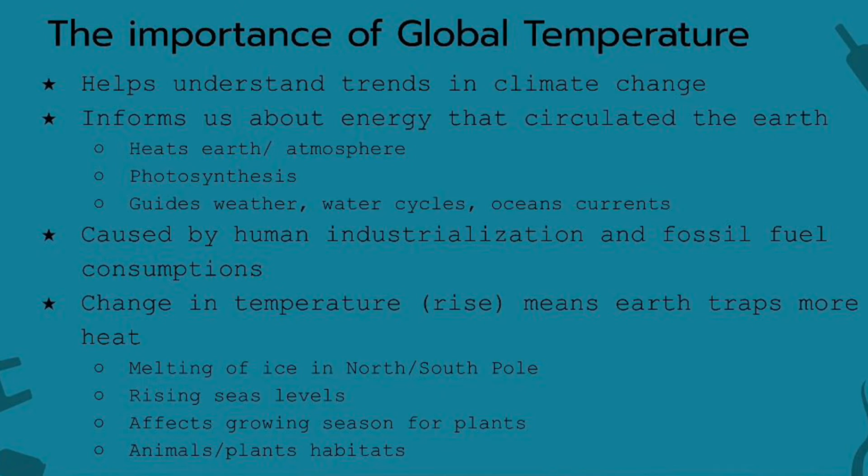There has been a rise in temperature throughout the years, and it's been increasing by a lot due to fossil fuel consumption and human industrialization. And this is very important because if there's a rise in temperature, this means that ice sheets are melting and sea levels are rising, which all affect plants and animals and the habitats of these animals.